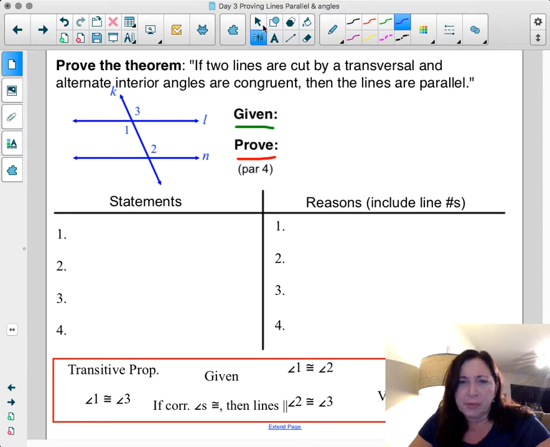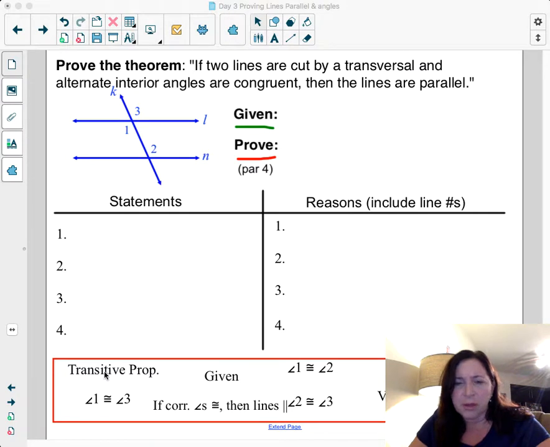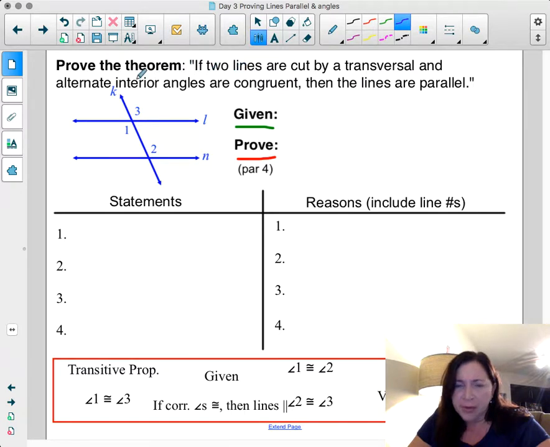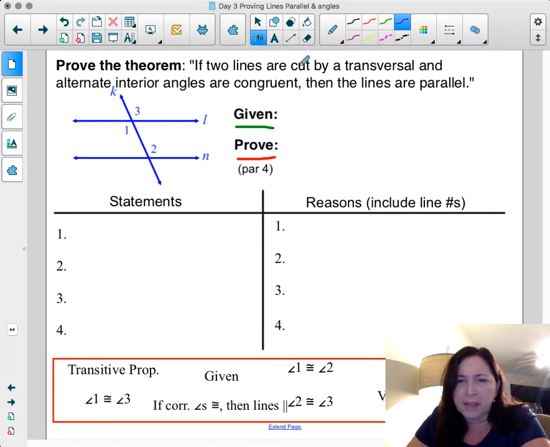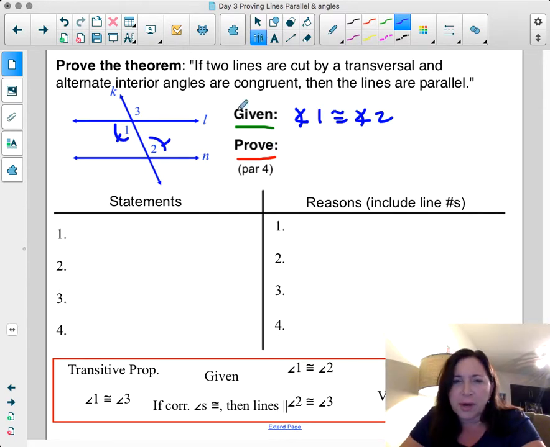So what we have is a proof, and what you're trying to do is prove the theorem. The theorem is that if two lines are cut by a transversal and the alternate interior angles are congruent, so you're proving the converse of the theorem, then the lines are parallel. What you're given is that the alternate interior angles are congruent. So you're given that angle 1 is congruent to angle 2. This angle here is congruent to this angle here. You're trying to prove that L is parallel to N.